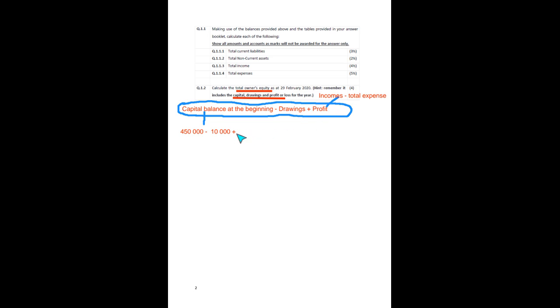Do you think you can calculate owner's equity using this format? Yes, sir. Yeah, no problem.